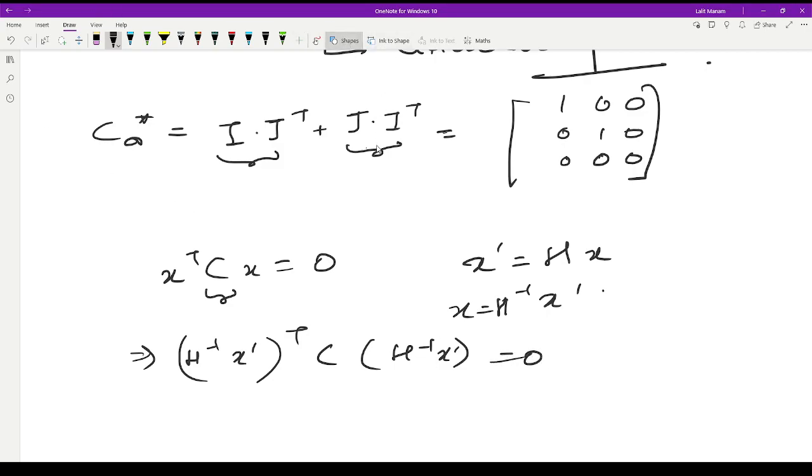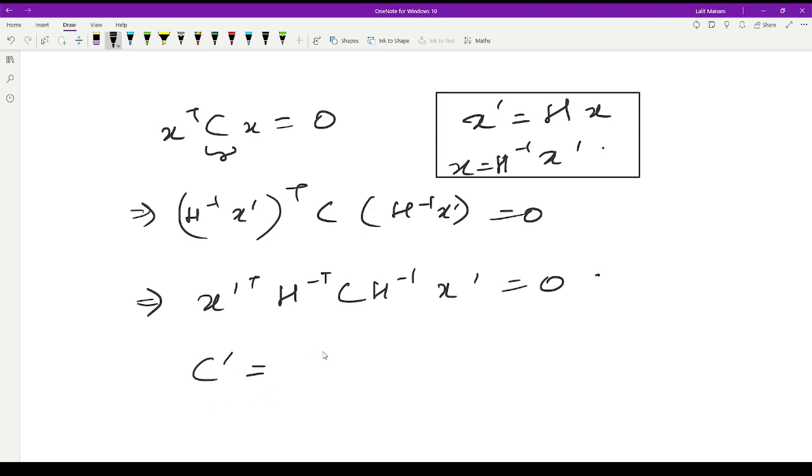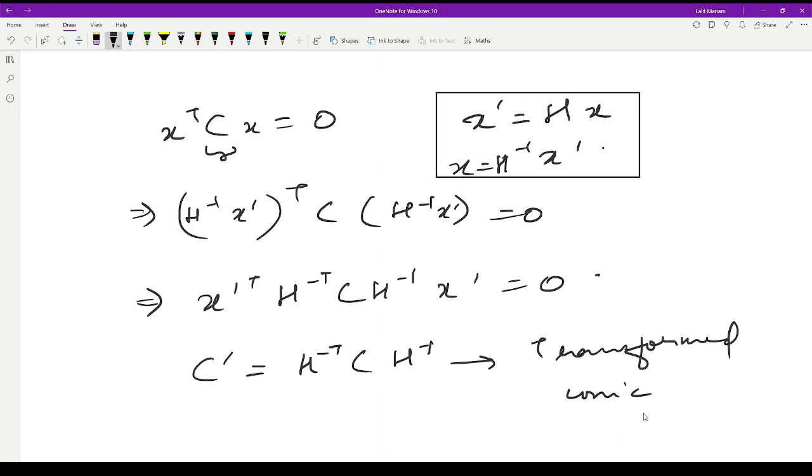Okay, fine. So once we have this, x dash transpose H inverse transpose C H inverse x dash equals 0. So I'll write C dash, which is the transformed conic, as H inverse transpose C H inverse. Is it fine? This is the transformed conic, but it's the original conic and not the dual conic.